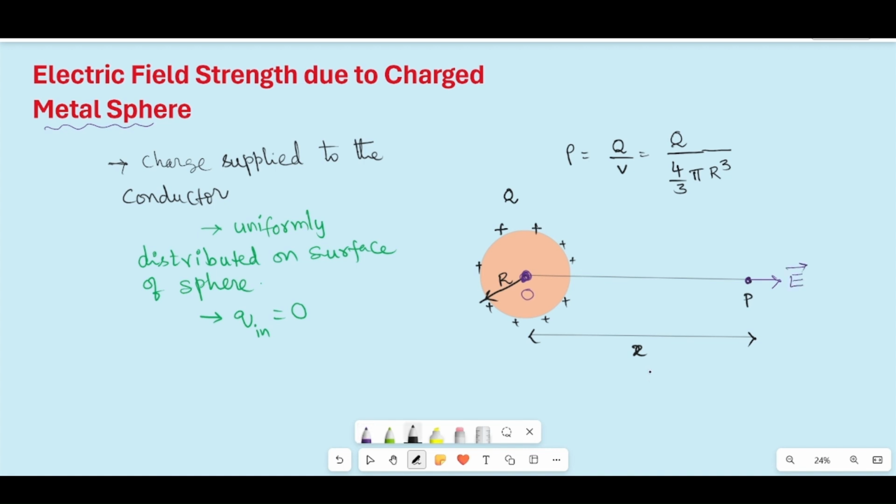So here let us write the equations. Case one is x greater than r. Then the electric field intensity at x greater than r is kq by distance square, that is x square, according to Coulomb's inverse square law. Here k is 1 by 4 pi epsilon naught.